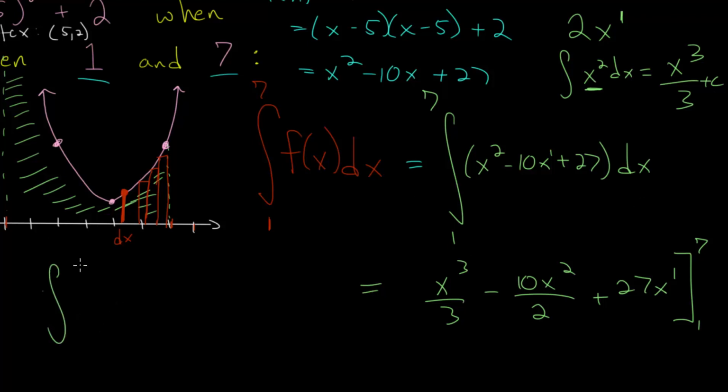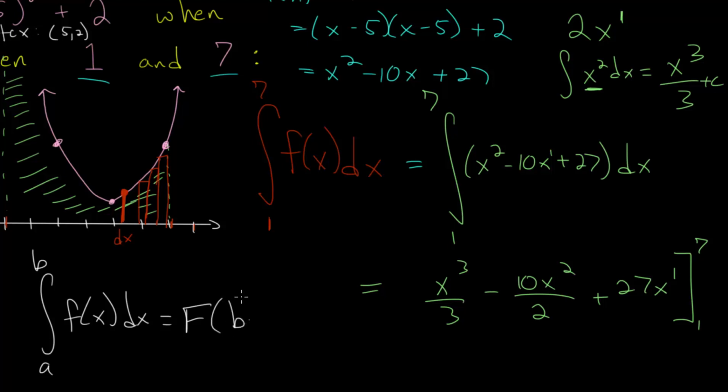Since remember the fundamental theorem of calculus, if this goes from a to b of f of x dx, the fundamental theorem of calculus says that this is equal to the antiderivative of our function f evaluated at b minus the antiderivative of our function f evaluated at a. So we're applying this fundamental theorem now. We found the antiderivative. This is essentially our big F of x. And now we just need to plug in b and a here, or 7 and 1.